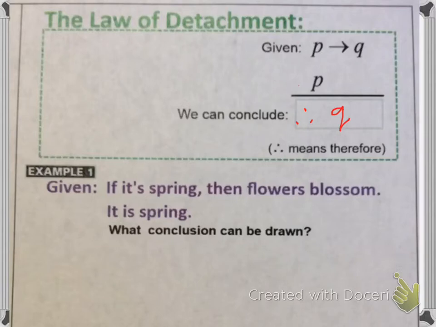Okay. So what we're going to do now is see if we can use that law of detachment to figure out what conclusions can be drawn here in example 1. It says, if it is spring, then flowers blossom. It is spring. What conclusions can be found then? Well, of course, that's super easy. We know that the flowers are going to blossom. That was an easy one to just listen to and figure out.